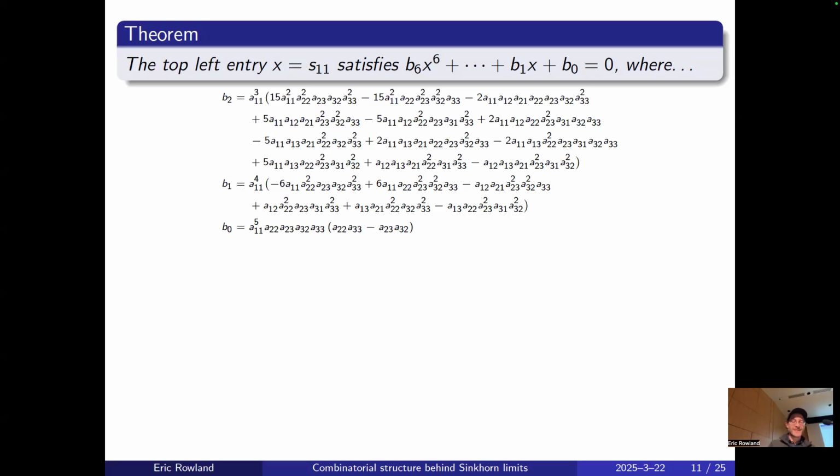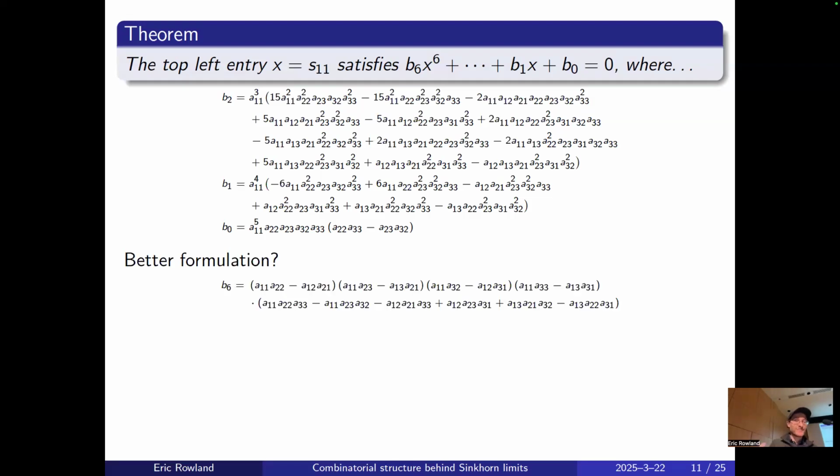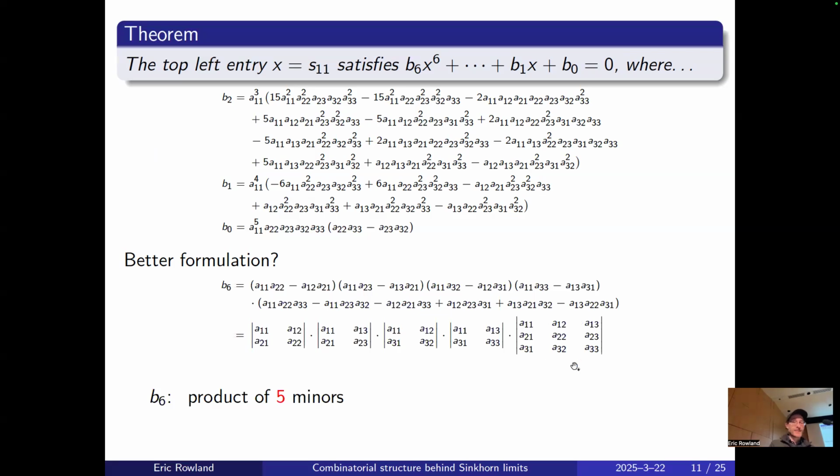Hopefully, ideally, there would be a better formulation that we can extract some intuition from, or at least some predictive value. Like, does this tell us anything about what the equation should look like for 4x4 matrices? And amazingly, there is a better formulation. And the big hint is that B6 is actually pretty nice when you write it in factored form. So B6 is a product of 5 terms, 5 factors. And if you stare at these for a minute or two, you'll notice that each one of these is a determinant. So this last factor is the determinant of the full matrix A.